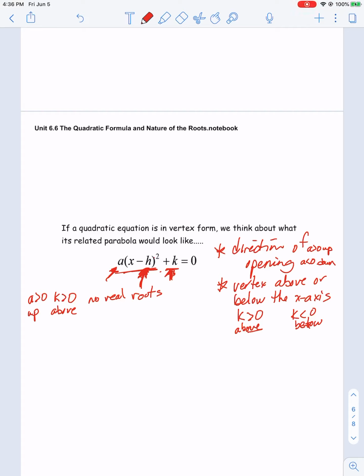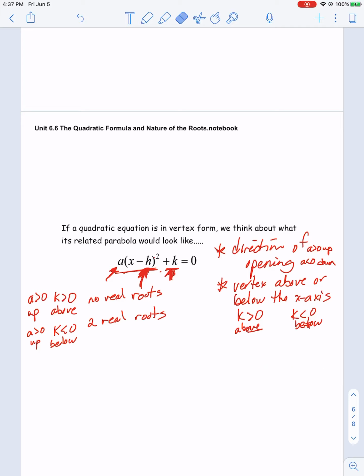Okay, let's go, if A is greater than 0, keep A greater than 0, but now K is less than 0. So it's opening up, but the vertex is below the x-axis. How many times is that going to cross the x-axis? Well, clearly you can see by my diagram that it's going to cross the x-axis twice. So that's 2 real roots.